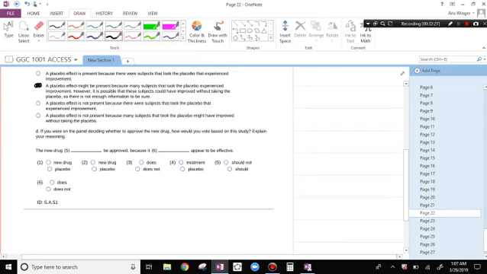If you were in a panel deciding whether to approve the new drug, how would you vote based on this study? The new drug should not be approved because it does not appear to be effective.